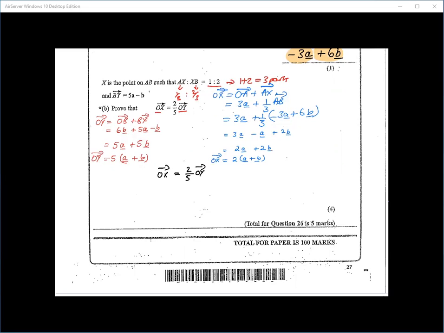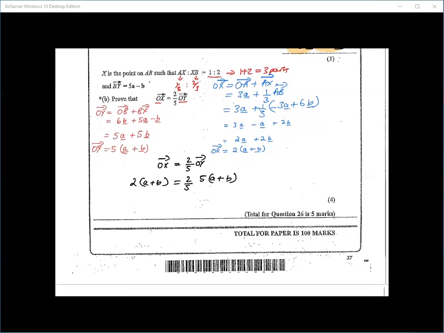What's OX? It's 2A plus 2B, okay, so it's 2(A plus B), yeah? Yeah, that's right. And then we have to do 2/5 times OY. What's OY? 5A plus 5B. Right, yeah. Lovely.